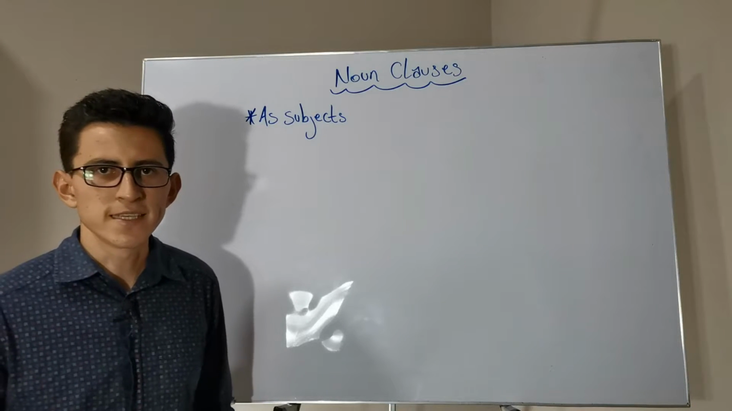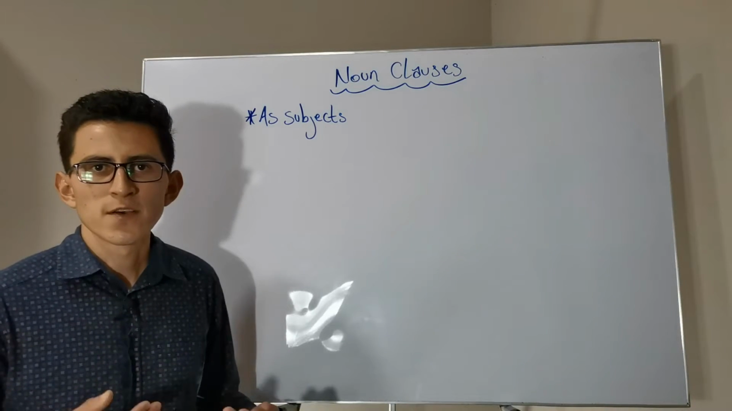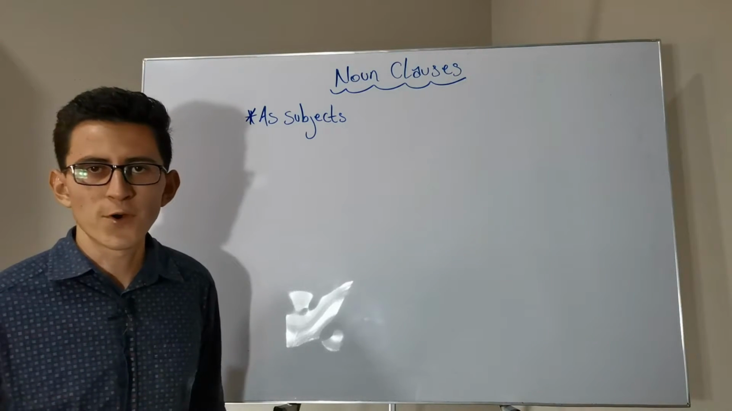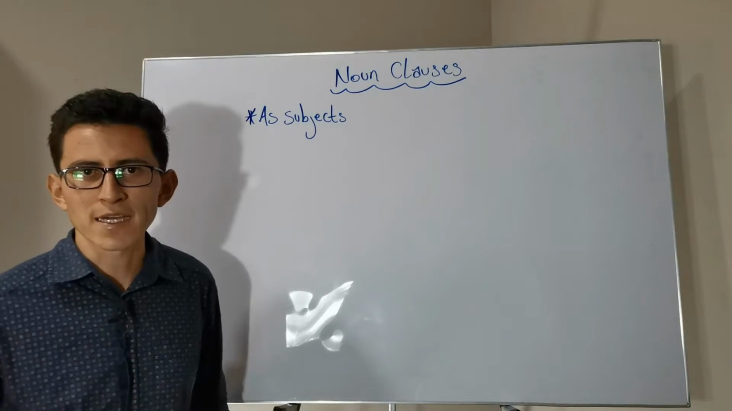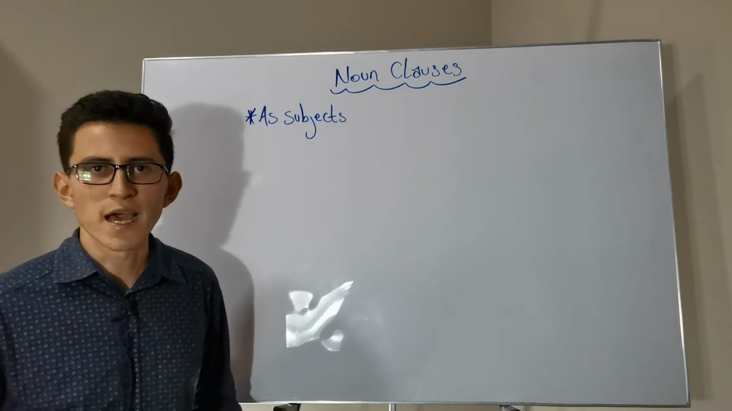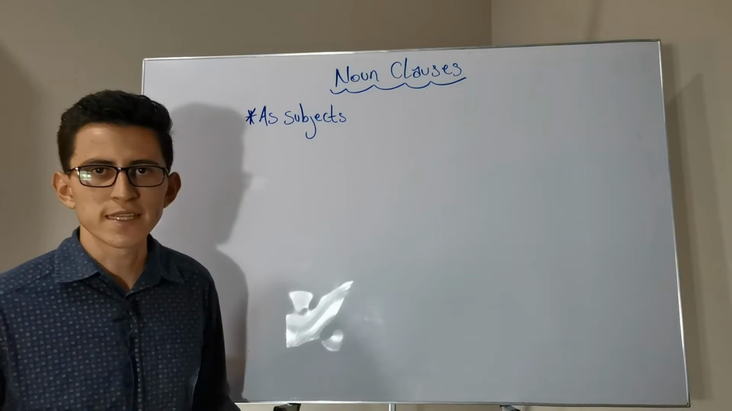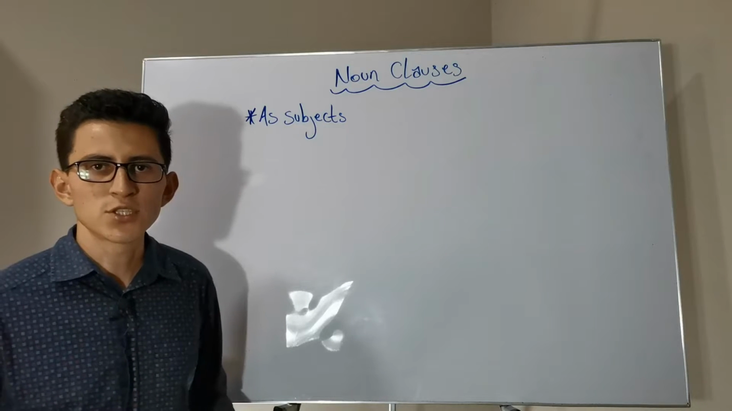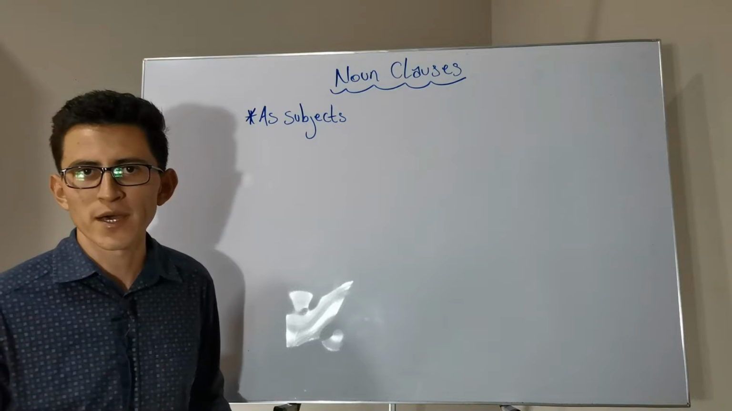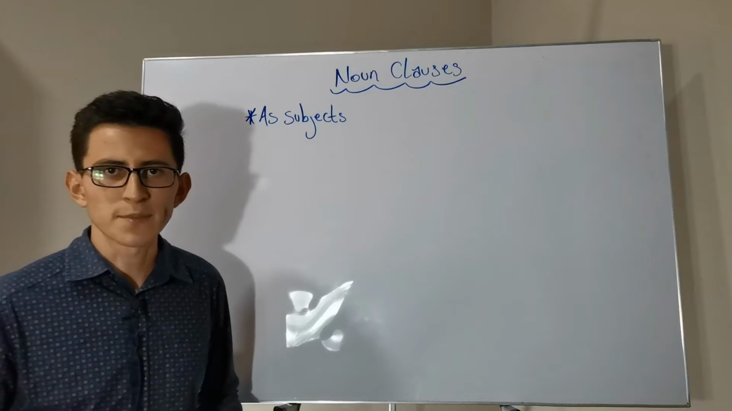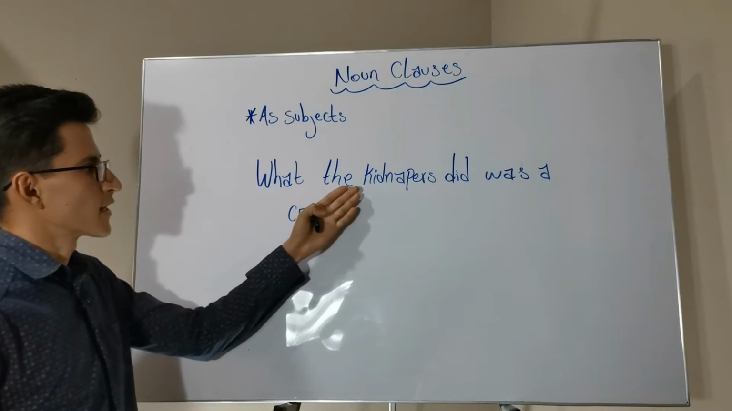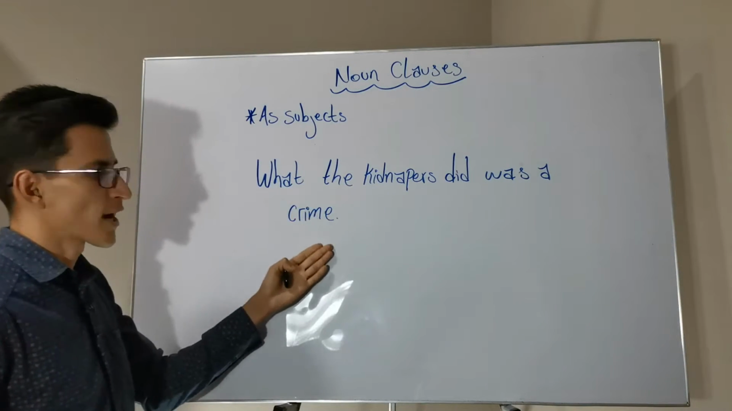The subject is defined as the words, phrases, or clauses that perform the action or act upon what we say in the predicate. To use a noun clause as the subject in a sentence, we have to be sure that it follows the subject-verb-complement pattern. Let's see some examples. Let's read this sentence. What the kidnappers did was a crime.